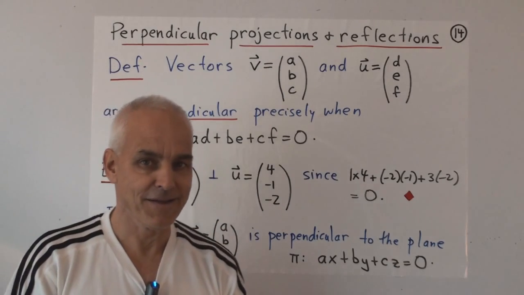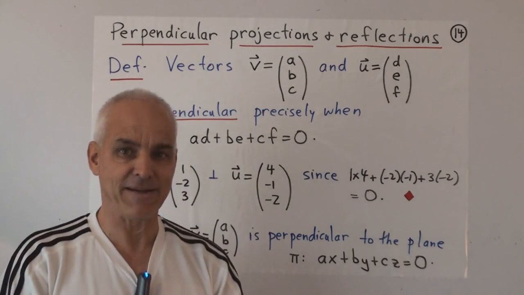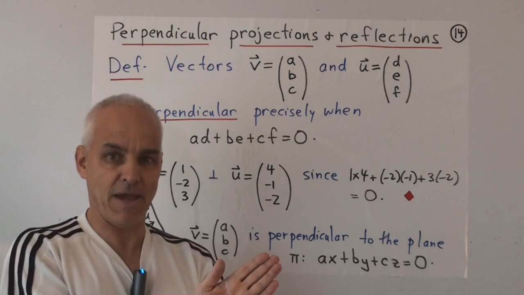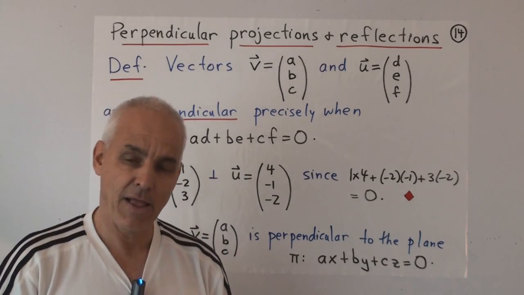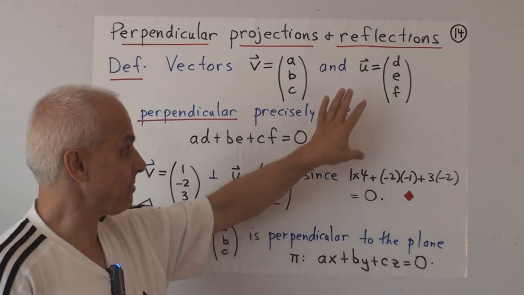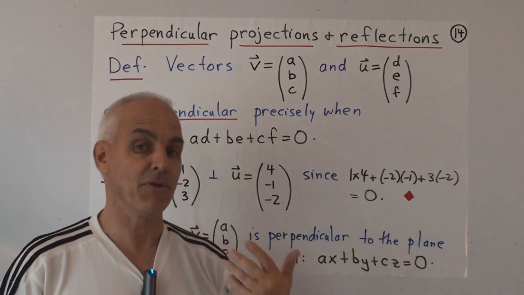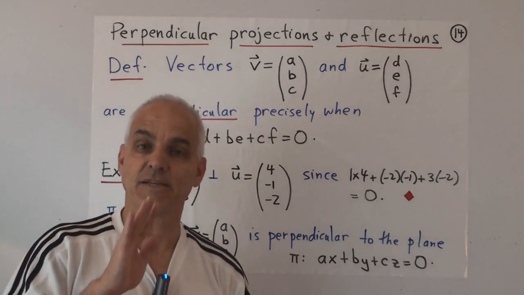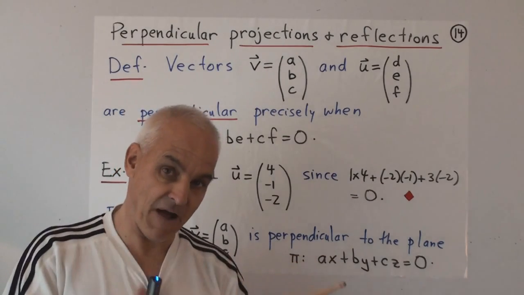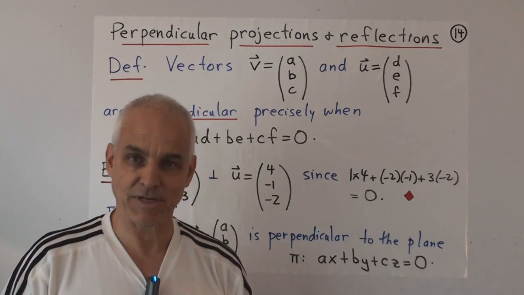Now that might not correspond immediately to the obvious geometrical intuitive idea of perpendicularity. And at some point I'm going to have to explain why this is a reasonable notion of perpendicularity. But for now, let's just accept it as a definition. This is how we're going to define vectors to be perpendicular.